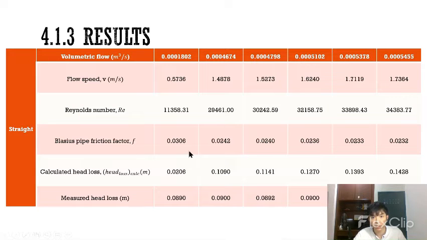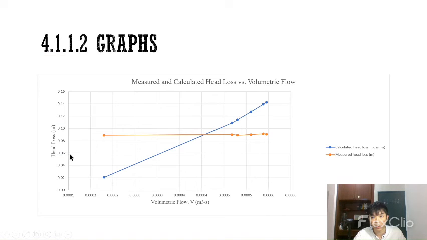So this is the result after we tabulate all the data for the flow speed, Reynolds numbers, Blasius pipe friction factor calculated, head loss, and measured head loss for the straight pipe. So this is the graph with the measured and the calculated head loss versus the volumetric flow.